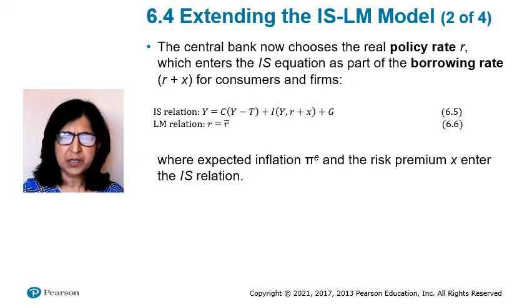IS relation: y equals c(y minus t) plus I(y, r plus x) plus g. Equation 6.5. LM relation: r equals r bar. Equation 6.6, where expected inflation pi e and the risk premium x enter the IS relation.